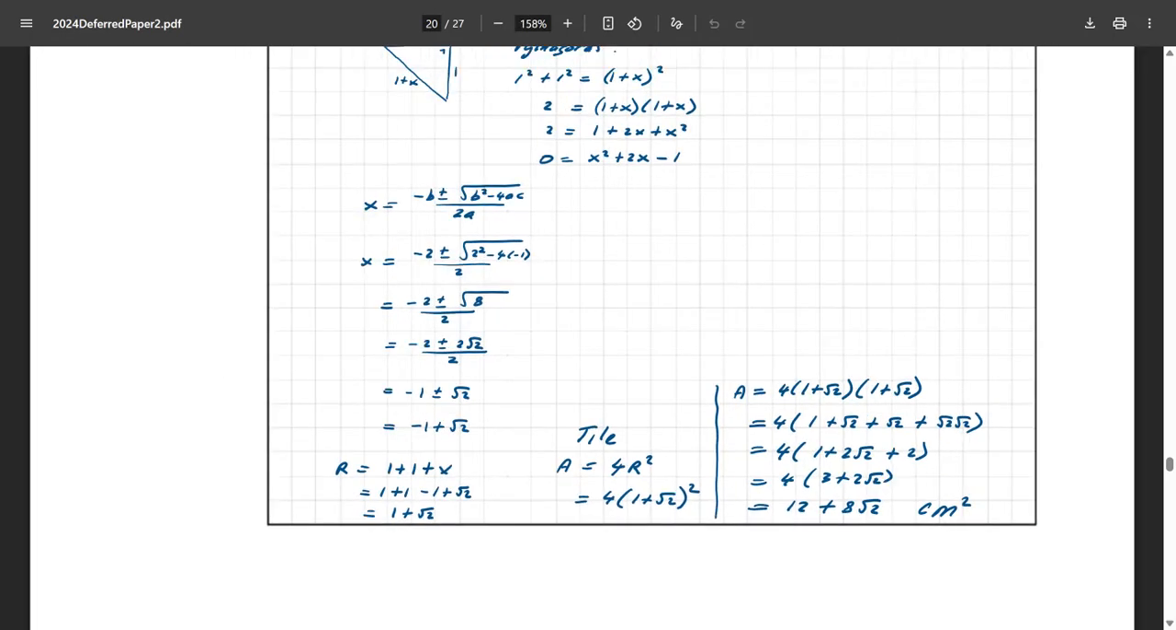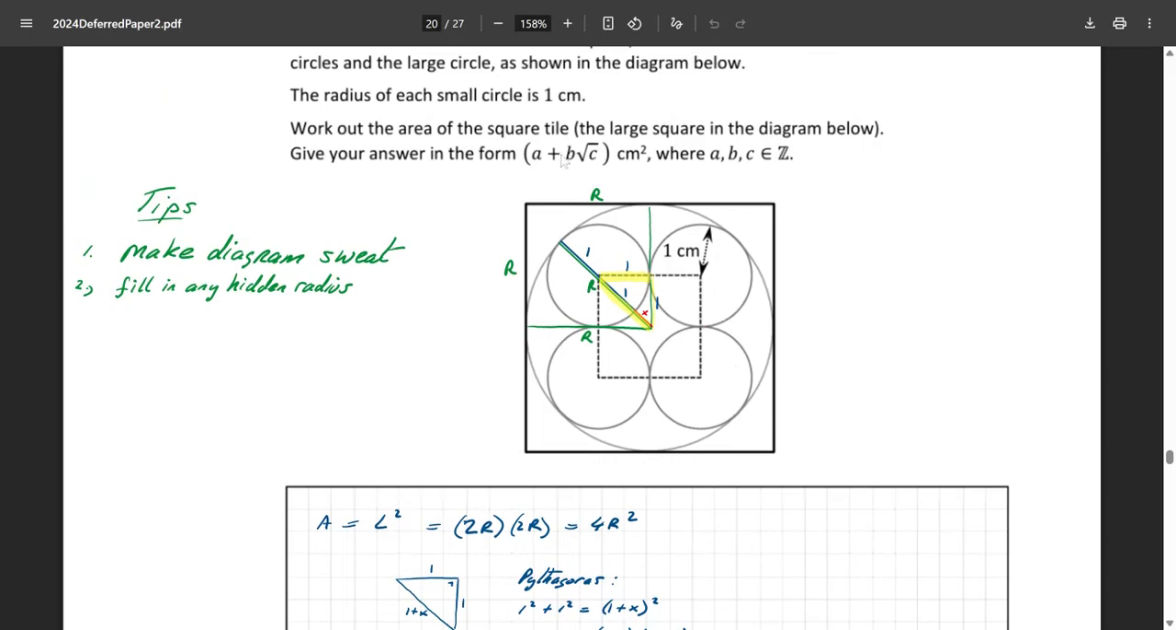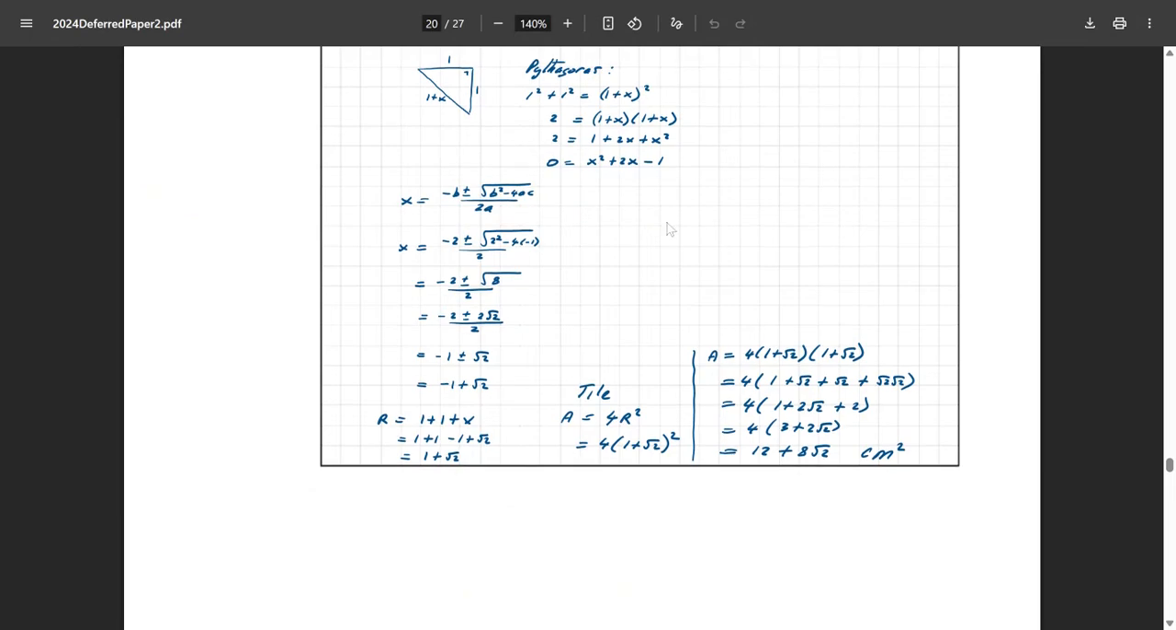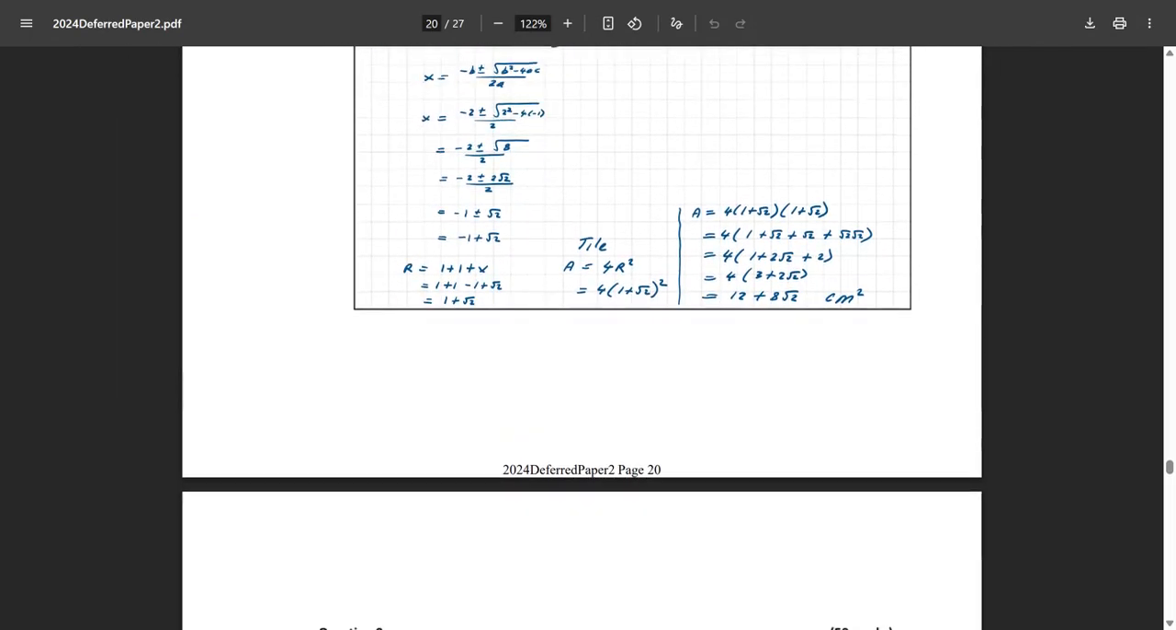And that's the answer, and that's exactly the way he wants it. If you look at the question, he wants it written as something plus something root something. And that's what we got, 12 plus 8 root 2. And that's the end of that question.